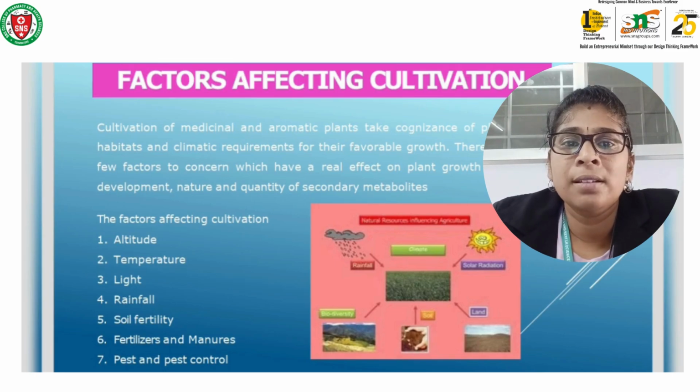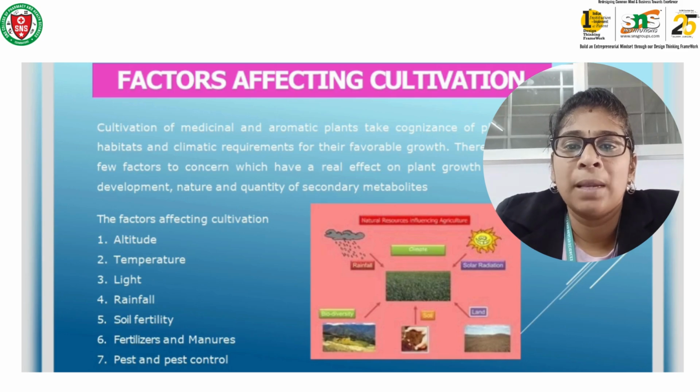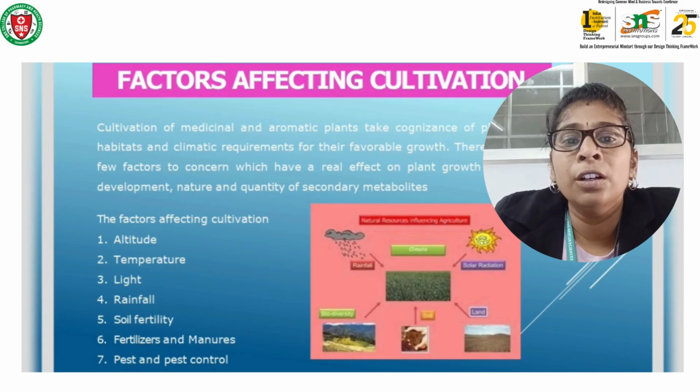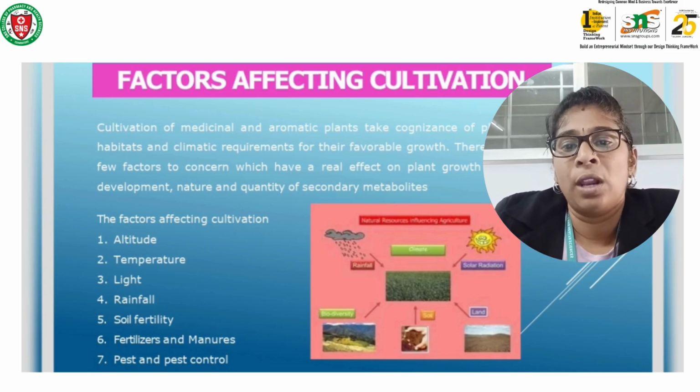Cultivation of medicinal and aromatic plants takes cognizance of plant habitats and climatic requirements for their favorable growth. Usually all plants, not only medicinal plants, take the climatic conditions in their favor for fine growth. There are a few factors which have a real effect on plant growth and development, and on the nature and quantity of secondary metabolites.